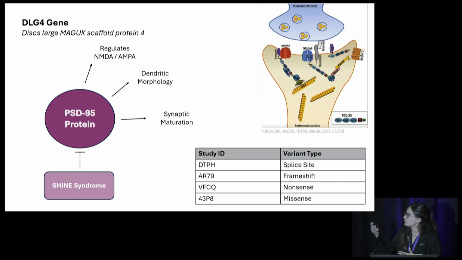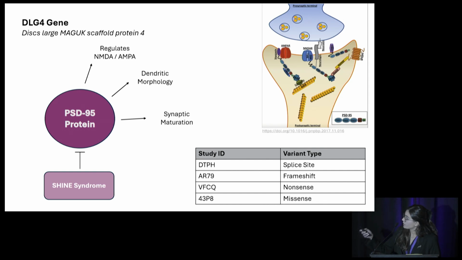So, as you all know, the DLG4 gene encodes for the postsynaptic density protein called the PSD95. The PSD95 acts at the postsynaptic density, right, at the postsynaptic terminal here, so not on the presynaptic, on the postsynaptic. Therefore, it is found on the dendrites mostly and not on the axons of the neuron, right? So the PSD95 regulates glutamatergic receptors such as NMDA and AMPA. So it alters dendritic morphology, and it is very important in synaptic maturation and plasticity.